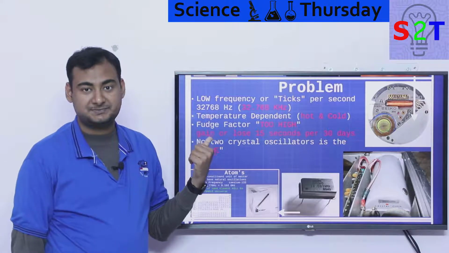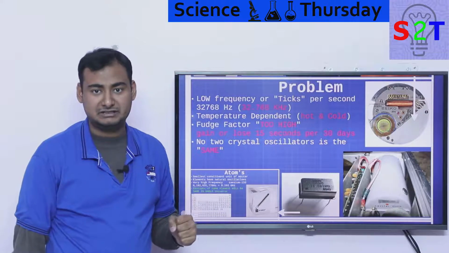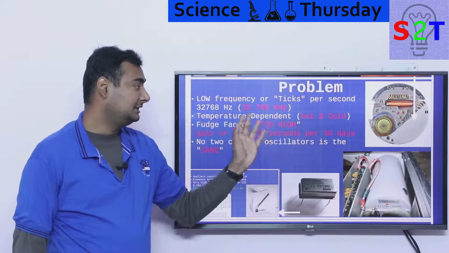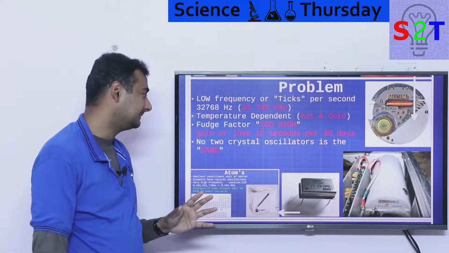Then we come to the core aspect why it's not very popular. It's simply because it's temperature dependent. Basically if you go hot, it will change its frequency. You make it cold, it will change its frequency. It's very dependent on the outside environment.